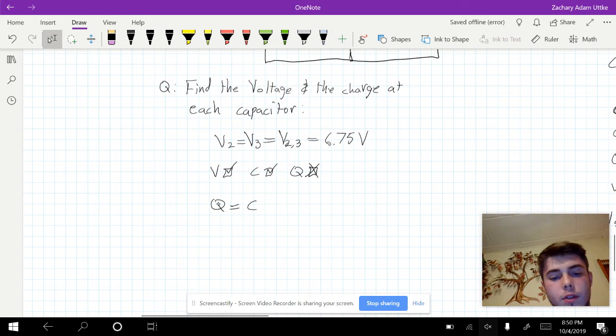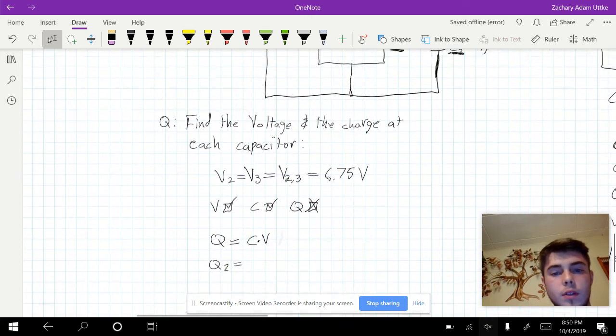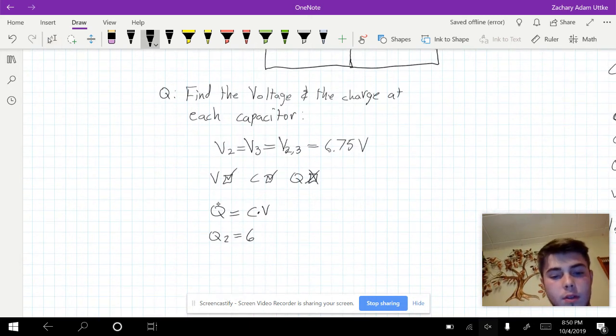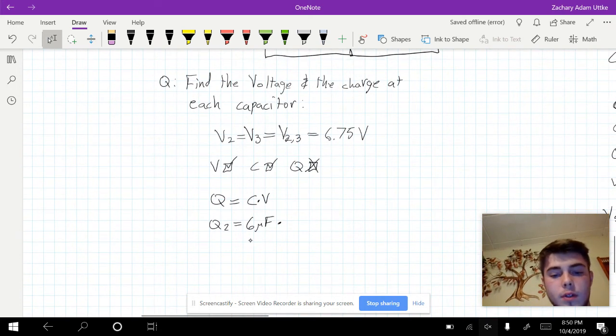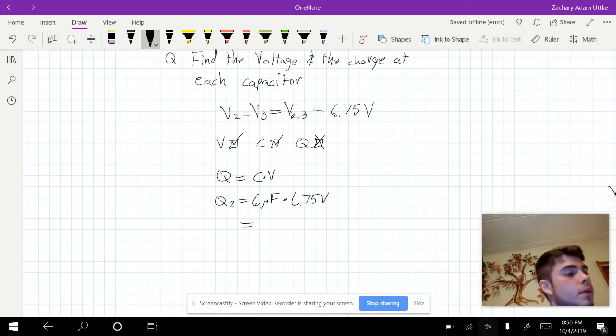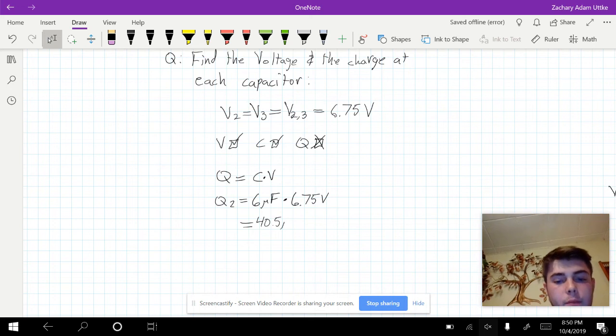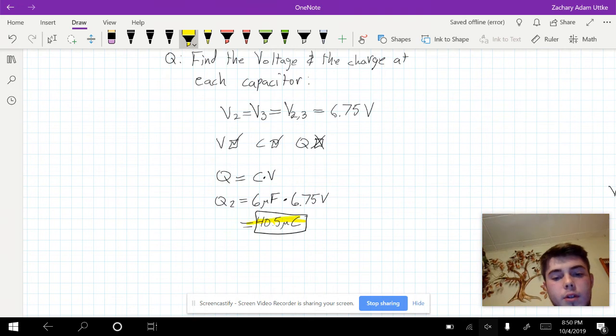So Q equals C times V. So if we calculate Q2, we take C2, which is 6 microfarads, times V2, which is the 6.75 volts. And what do we get for that? So 6 times 6.75 equals 40.5 microcoulombs. Okay, so that answers our question. That's the charge at the second capacitor.